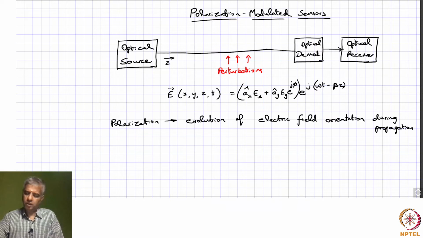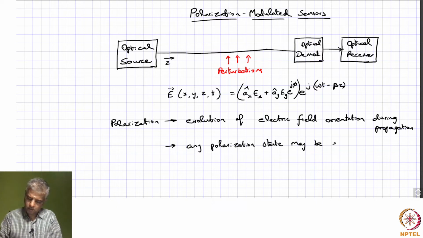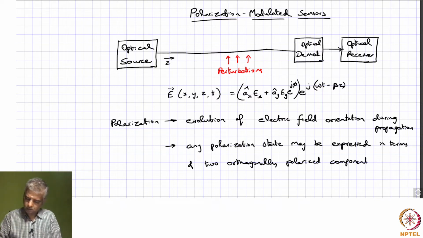So the key thought that we are going to rely on, and this is something that is probably inherent in the way we have expressed it, is the fact that any polarization state may be expressed in terms of two orthogonally polarized components, right?